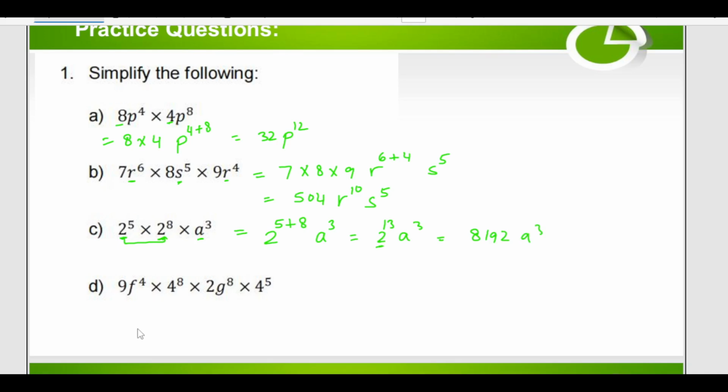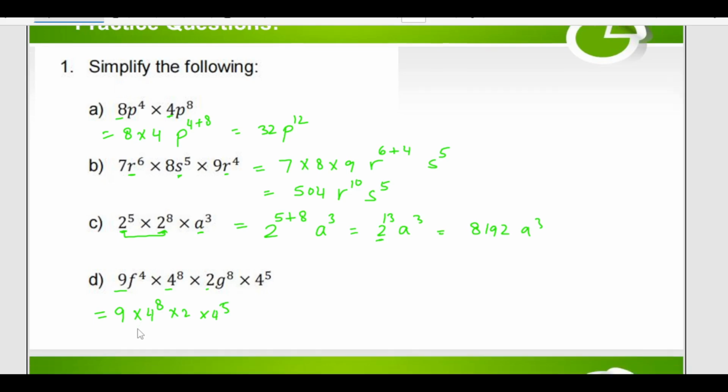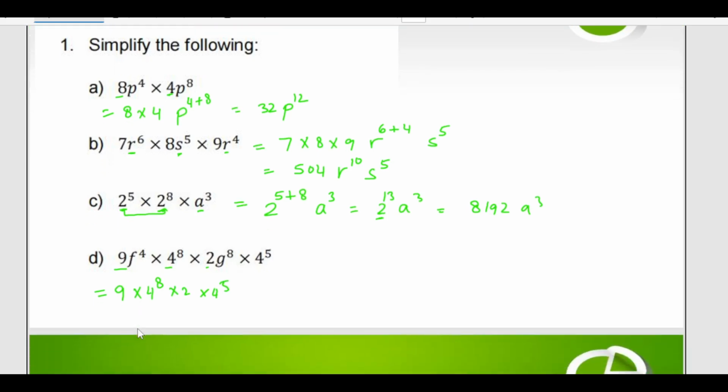Okay. Now, part D. We have different numbers here. I will just separate the numbers first. 9, then we have 4 power 8, then we have 2, then we have 4 power 5, and then looking at the letters, we have f. Do we have another f here? No, there is no f, f 4, then we have g power 8. So, there is no other f for g. So, you are just going to multiply.